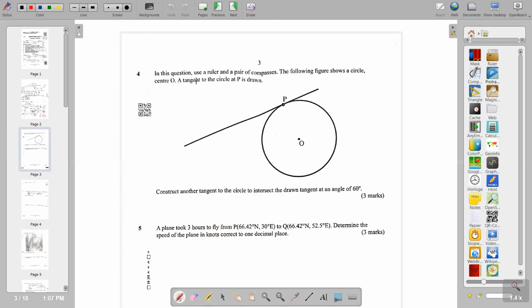Number 4. So here you have a tangent and a circle. So you're going to use a ruler and a pair of compasses. So we're told that it's a tangent at P and O is the center. So construct another tangent to the circle to intersect the drawn tangent at an angle of 60 degrees. So for this one, first of all, this is a topic called the tangent, form 3.